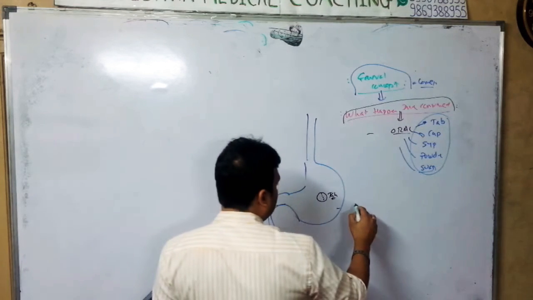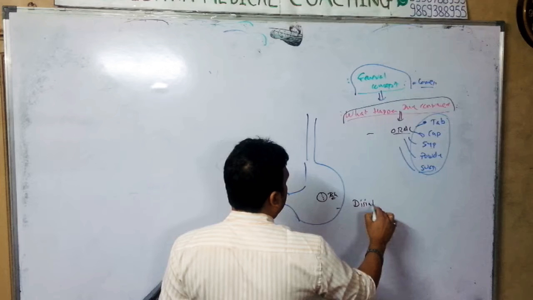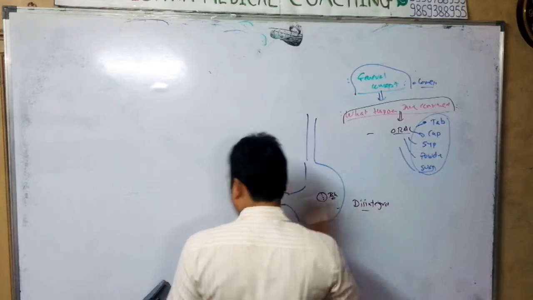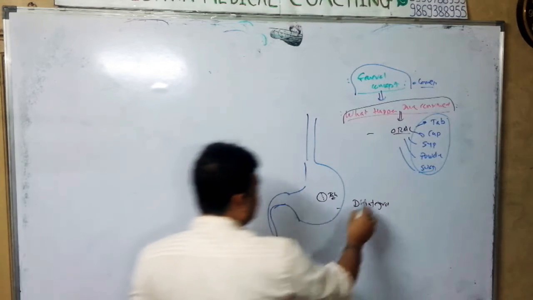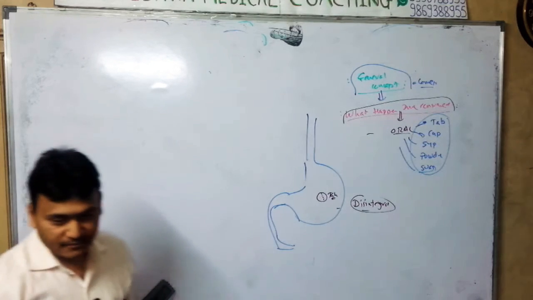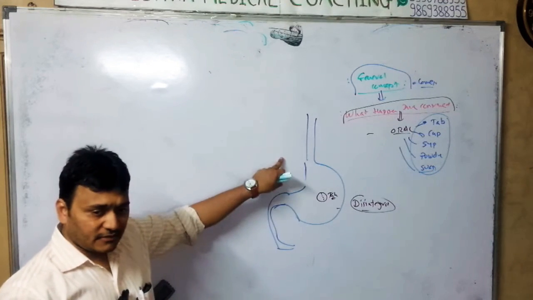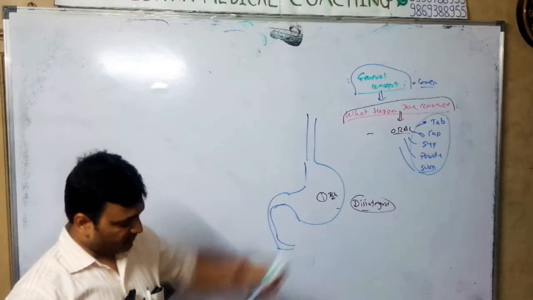Stomach will first disintegrate it. So what will the stomach do? The stomach will dissolve the tablet. Is the stomach meant for absorption of the food? The stomach is not meant for absorption of the food.